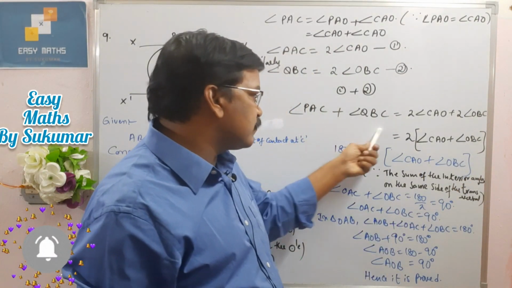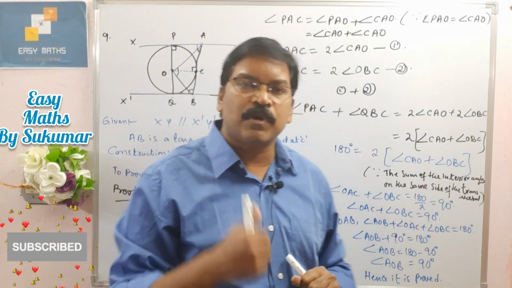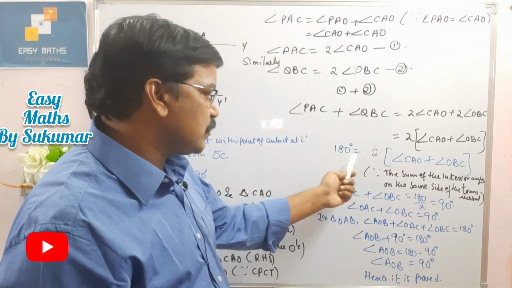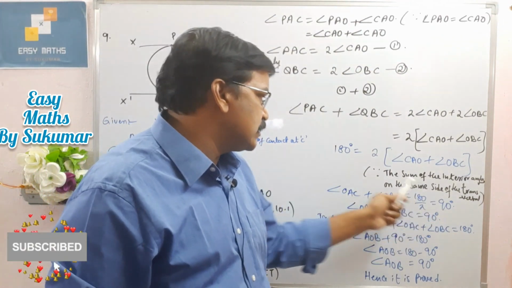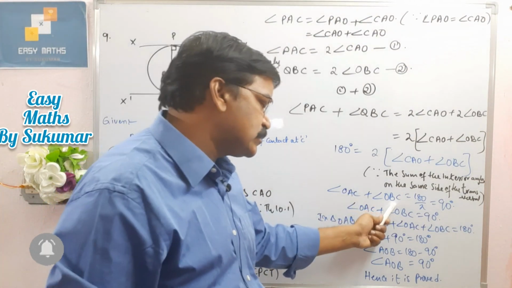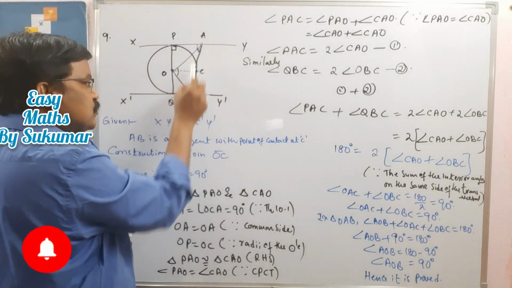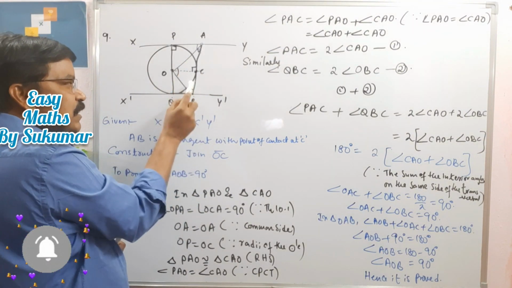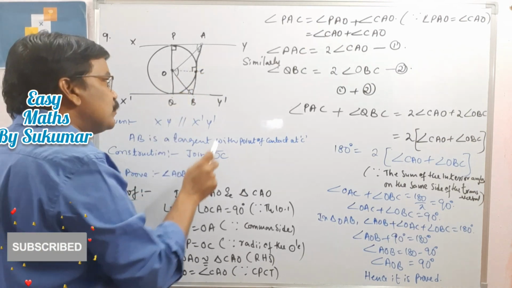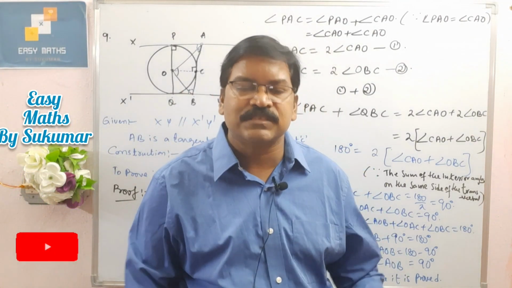But instead of this, I am taking 180 degrees. Why? The sum of the interior angles on the same side of the transversal is supplementary. Therefore, 180 by 2 is 90. That means angle CAO plus angle OBC, or angle OAC plus angle OBC, is equal to 90 degrees. So in triangle OAB, my dear students, the sum of these two angles is 90 degrees, which means that angle AOB must be equal to 90 degrees. Hence it is proved.